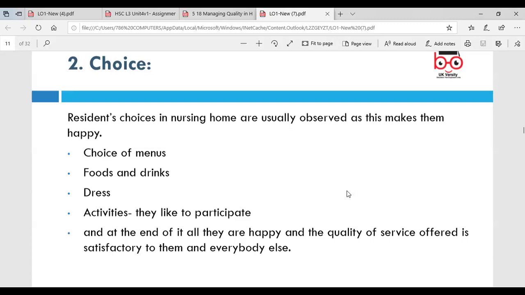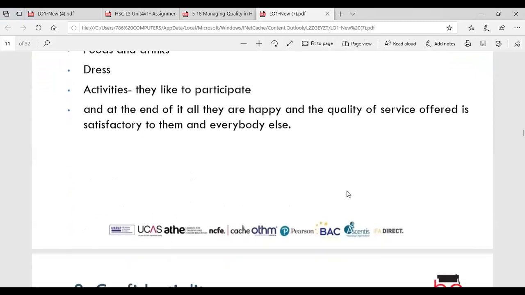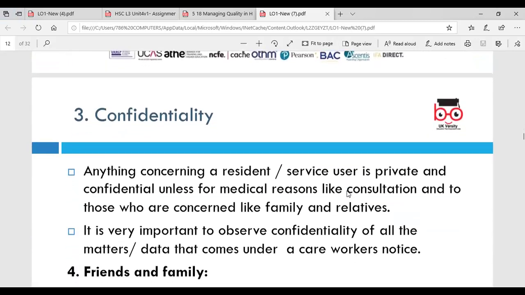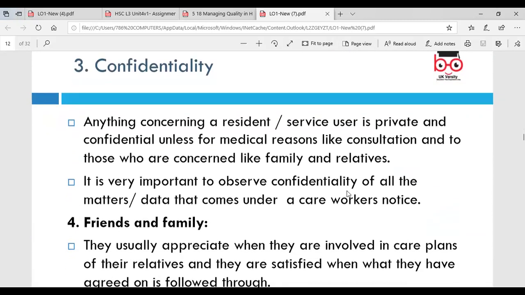Not entirely, obviously, but then you have choice of menu, foods and drinks, different dresses if they're bedridden patients or admitted, and activities in which they would like to participate, and seeing that they're happy with the services and they're satisfied. And then confidentiality is very important. So let's say there's a person who doesn't want to share some information with anyone.